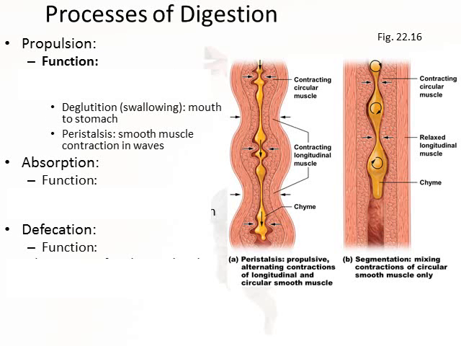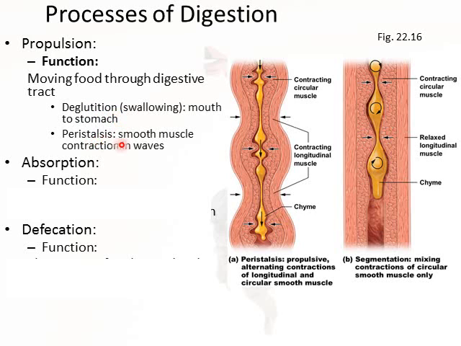Okay, and then three more processes of digestion. Number one, we've got propulsion, and propulsion just means moving food through the digestive tract. There are two major forms of that. Number one is called deglutition, also known as swallowing, and this is just moving food from the mouth to the stomach.